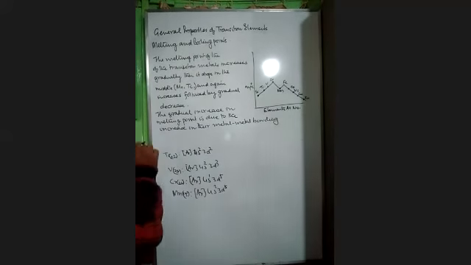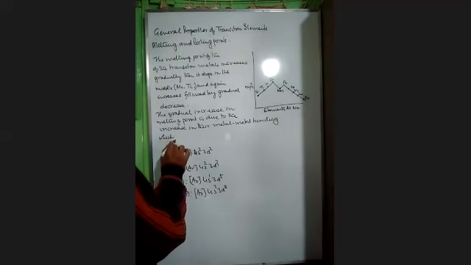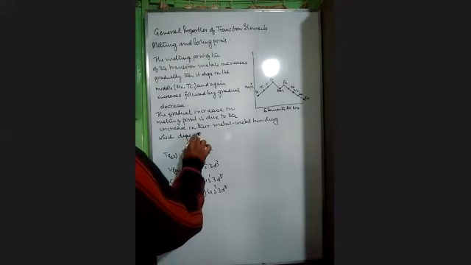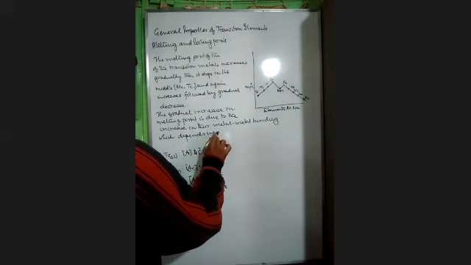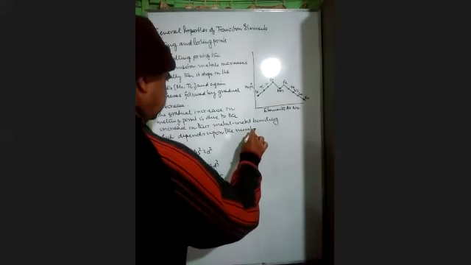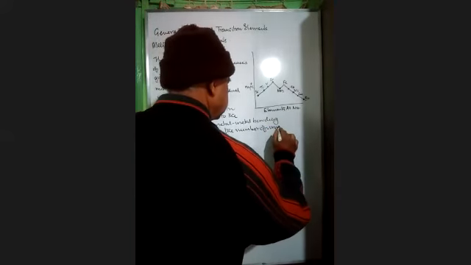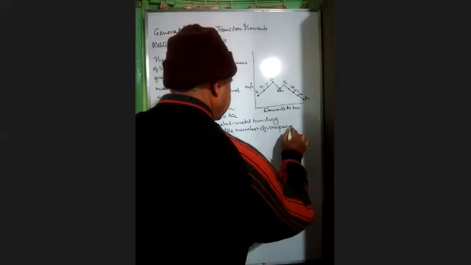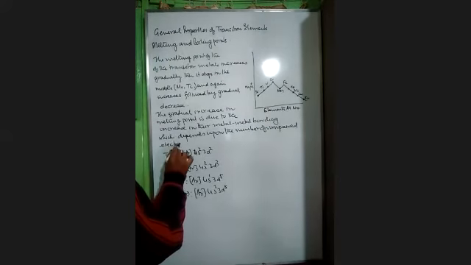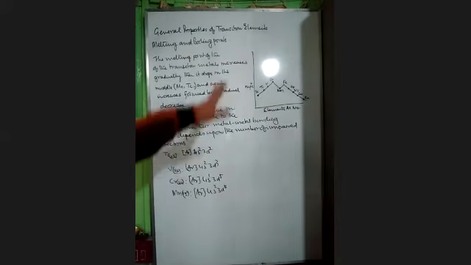Which depends upon the number of unpaired electrons. So up to chromium it goes.